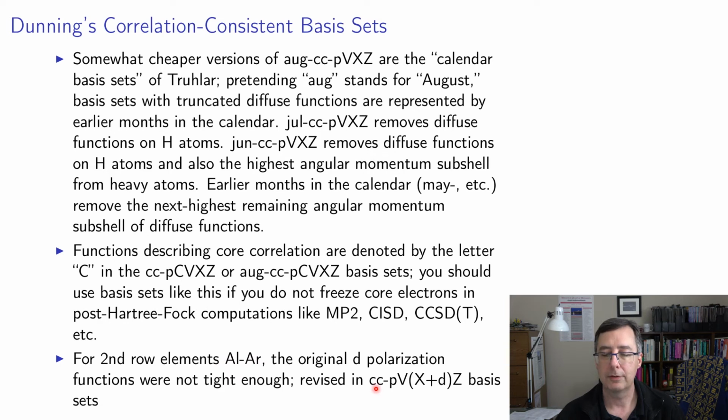A historical note: after the cc-pVXZ basis sets were invented and published and used, it was found that for your second row elements, your tight D functions really were not quite tight enough. And so the basis set was revised, and that gave us the cc-pV(X+d)Z basis set. So there's a plus D here. That tells you they added an extra set of tight D functions to correct for the mistake in the original publication. And if you're doing sulfur or something, you probably should be using these plus D versions of the basis set to get the best accuracy.